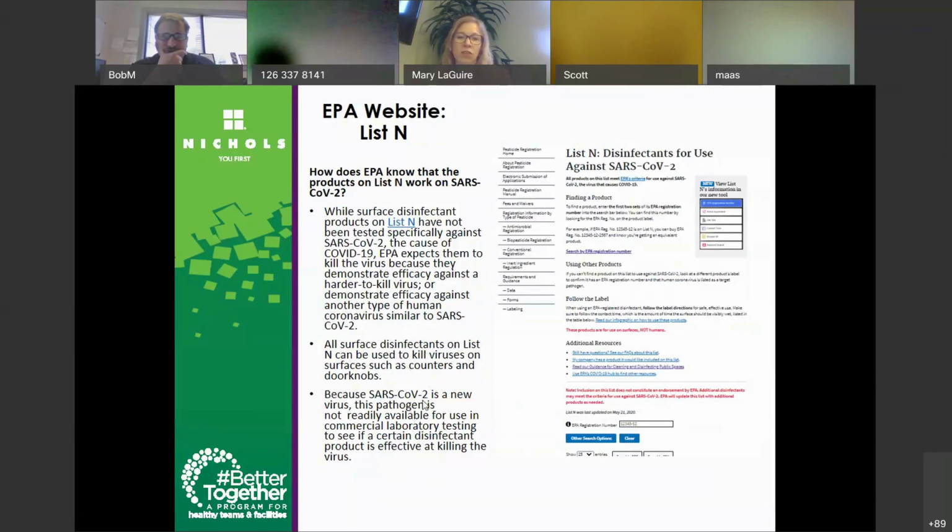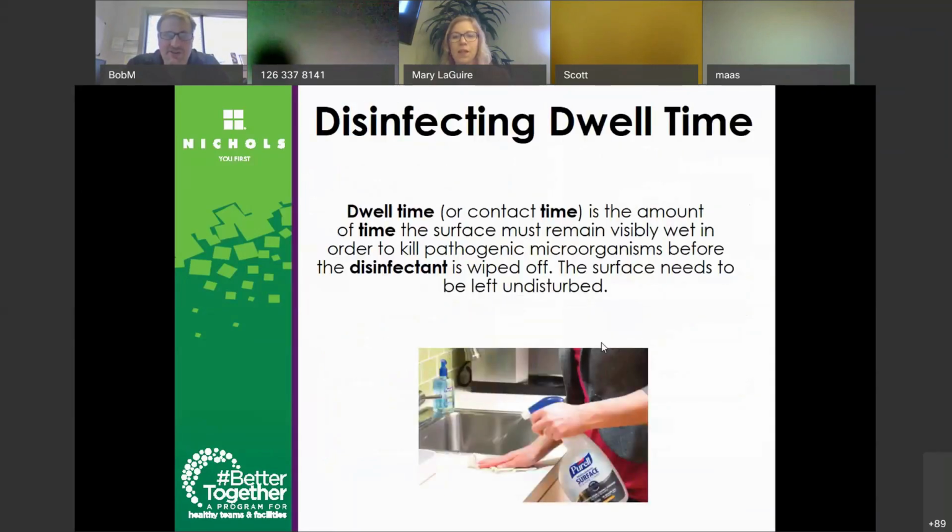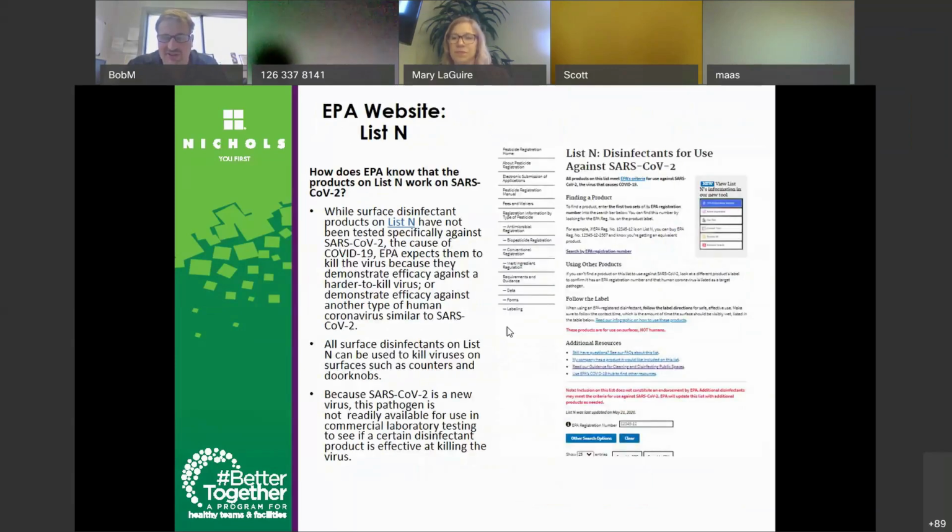And because SARS-CoV-2 is a new virus, this pathogen is not readily available for use in commercial laboratory testing to see if a certain disinfectant product is effective at killing the virus. Mary, something that's confusing to me about that, I just want to make sure everyone's clear about, is the EPA actually doesn't test any of these products themselves. They actually rely on the manufacturer's data that they provide for them to either give it a thumbs up or a thumbs down when they receive it.